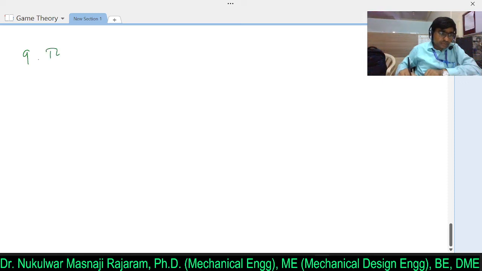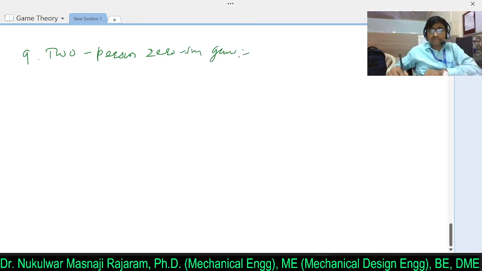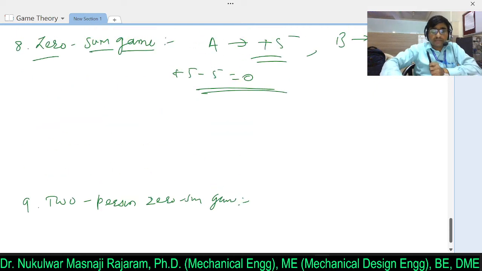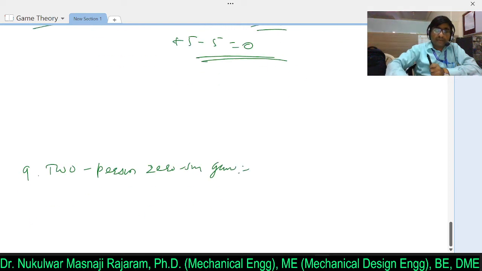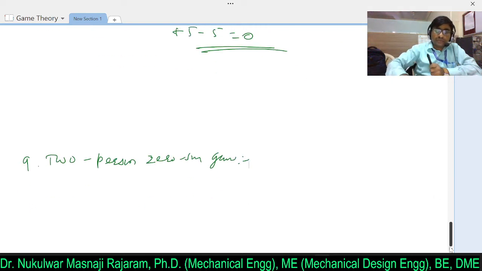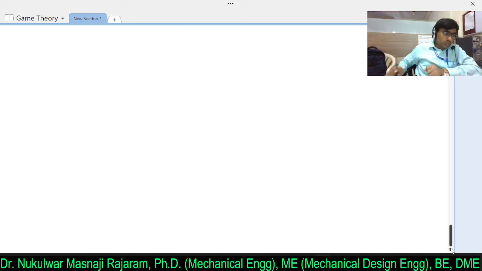Next definition is two person zero sum game. What I have already explained is nothing but a two person game, because in this activity there are two persons, A and B, and if you observe the net payment sum, it is equal to 0. That is a two person zero sum game. Clear? One person will get the benefit, the other person will get losses.